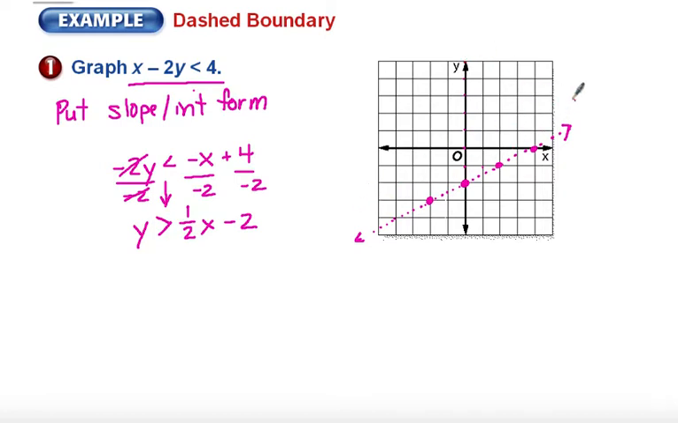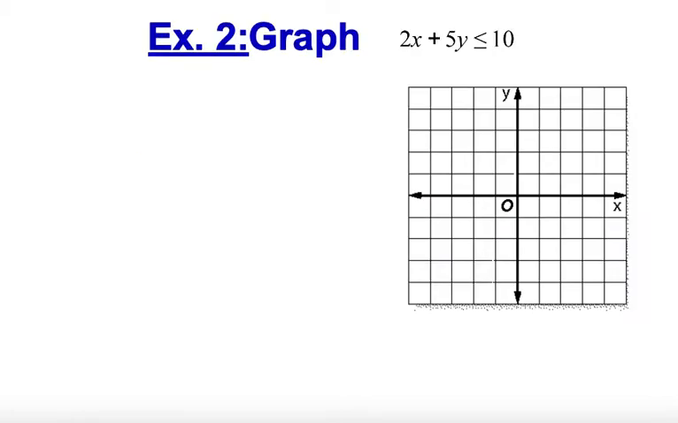Now that means it can include anything up here. So what I'm going to do is I'm going to add a shaded region, and I'm going to shade everything that falls above this boundary line. And of course it even goes beyond that coordinate graph that I have here. And that's how you graph an inequality. Let's look at another example. So my second example is 2x plus 5y is less than or equal to 10. So again, I'm going to start by putting that into slope-intercept form.